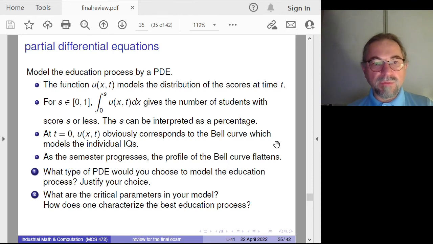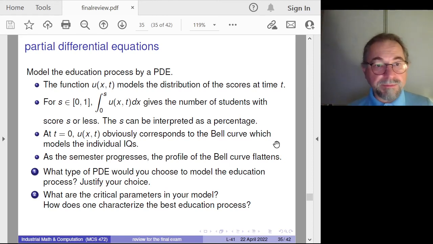Now, what we would like to model is that as the semester progresses, two things are happening. The profile of the bell curve will change. I say here it flattens. That might not be a good thing. And also the distribution of the scores will shift. So we expect that already in the middle of the semester, the scores will become better and better. You could eventually compare the midterm scores to the final exam scores.